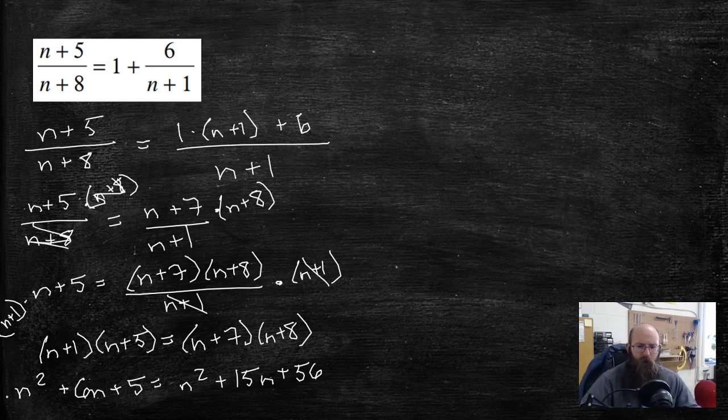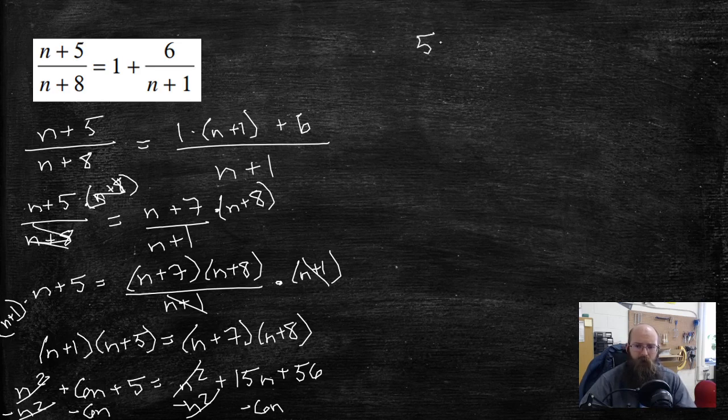All right, now I need to try and clean this up. So I have an n squared on the left, n squared on the right. I need everything over to one side. Minus n squared, minus n squared. Cool thing is, they cancel on both sides. I'm going to subtract 6n and subtract 6n. I need to add room, so I'm going up to the top right now.